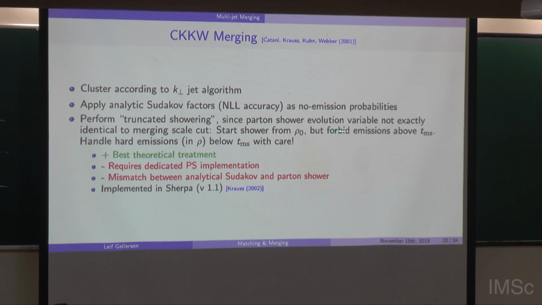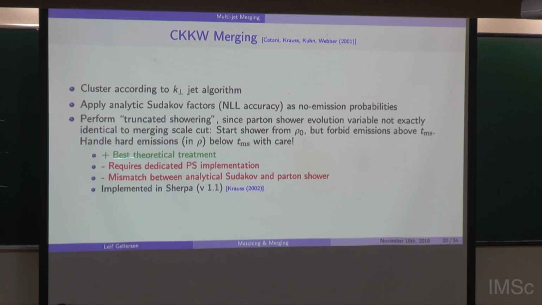Since the Parton shower evolution variable is not necessarily the same as the one that is used by your jet algorithm, you somehow need to deal with emissions that the Parton shower generates at rather hard scales as measured in its own evolution variable, but that are below the cut that you imposed on your sample. I'll not go into detail on this, but this is a subtlety that comes up when merging.